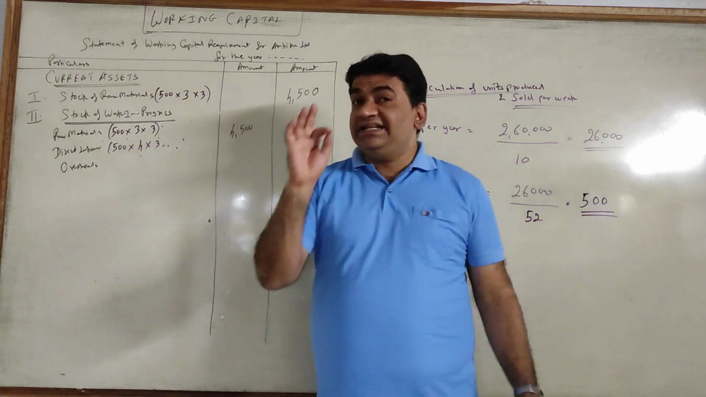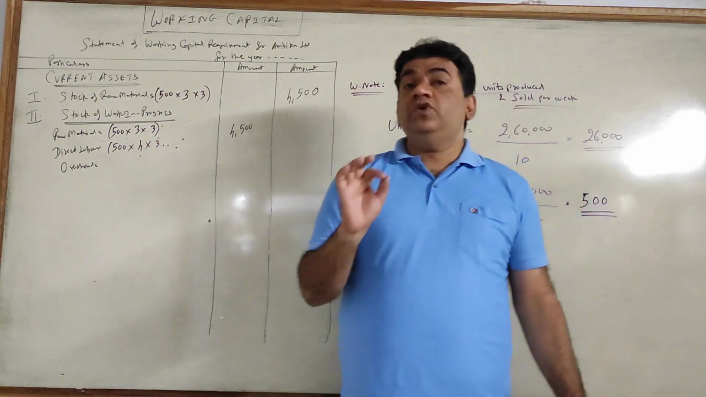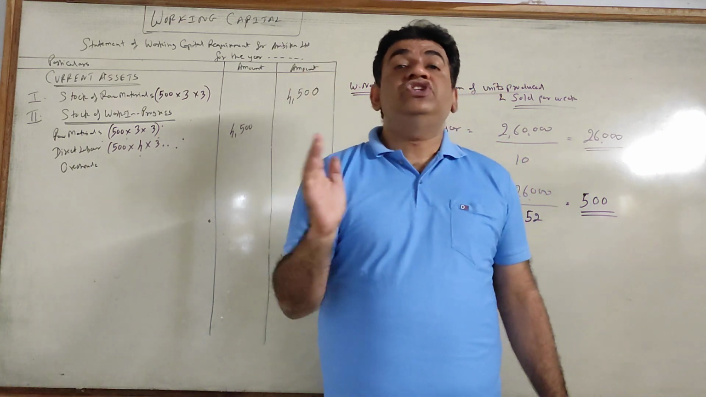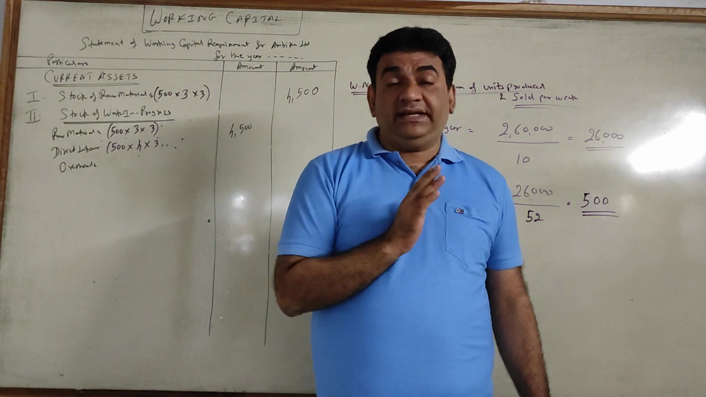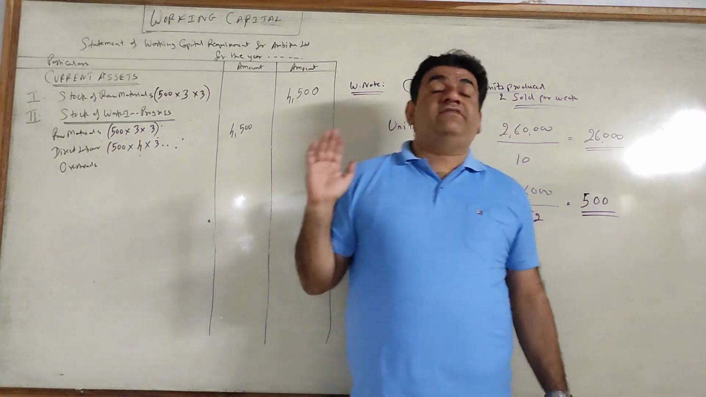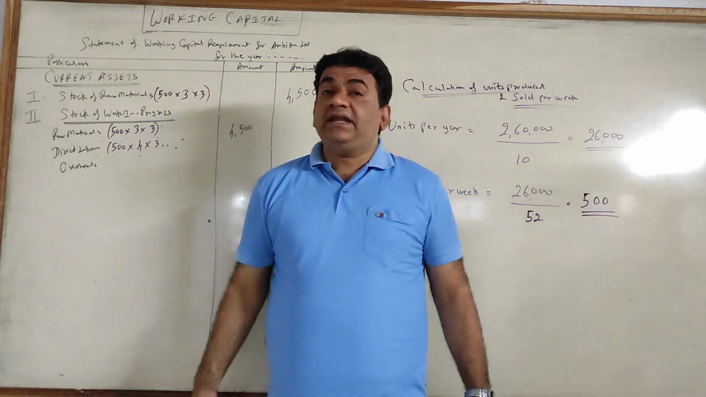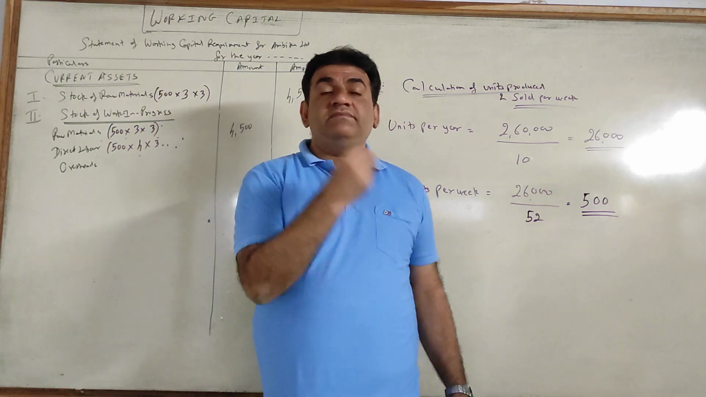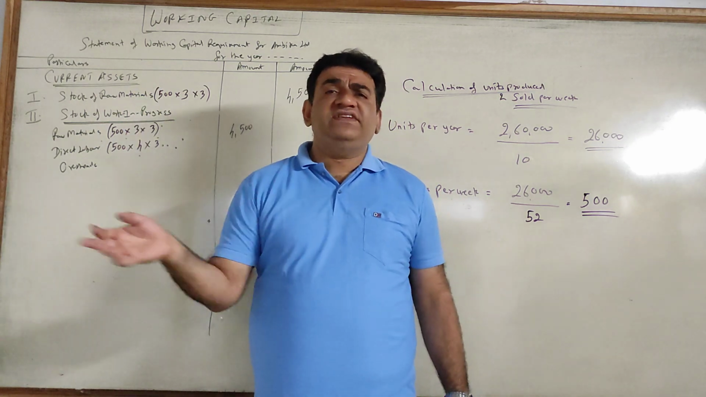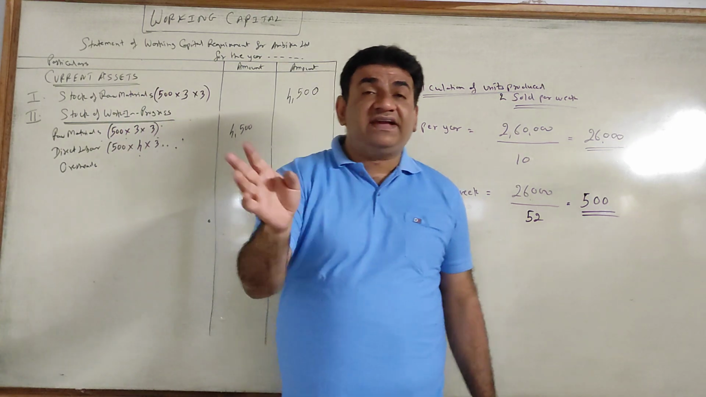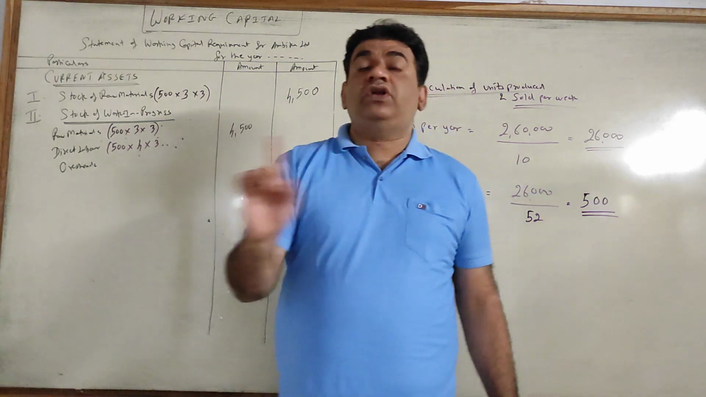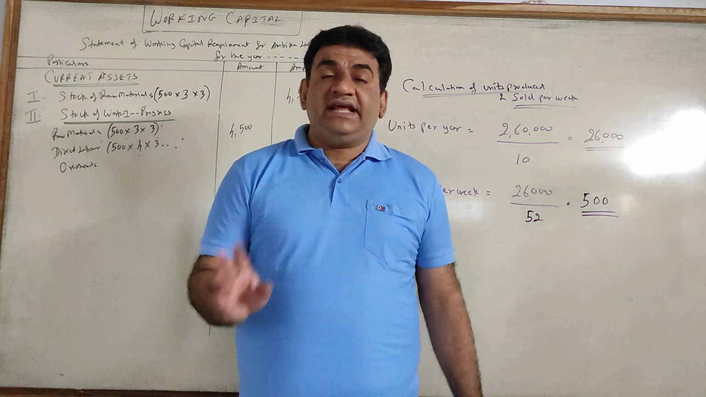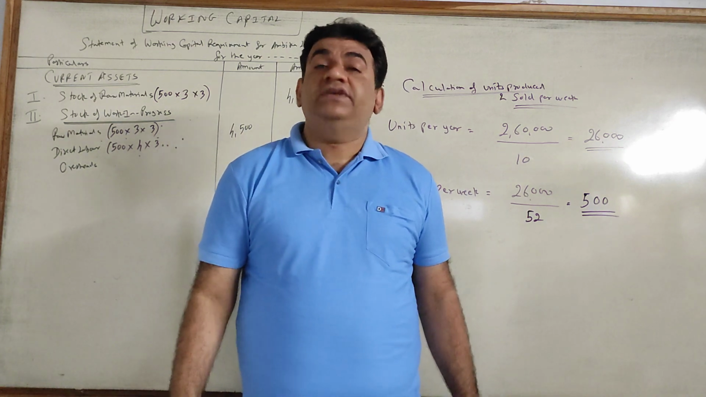But understand this very carefully. What is WIP? Work in progress. That means the goods are partly completed. When I say partly completed, it can be anything: 5% complete, 10%, 30%, 40, 50, 60, 70, 80, 90, 95, 98, 99, but not 100. Because if it is 100% complete, it becomes finished goods.